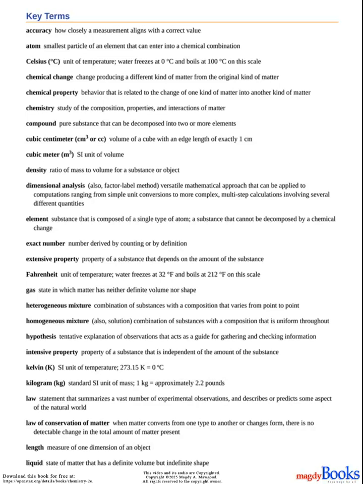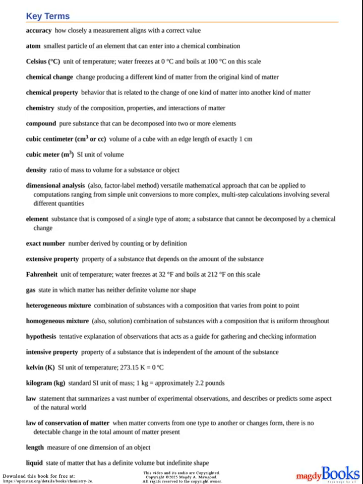16. Gas. State in which matter has neither definite volume nor shape. 17. Heterogeneous mixture. Combination of substances with a composition that varies from point to point. 18. Homogeneous mixture, also, solution. Combination of substances with a composition that is uniform throughout.